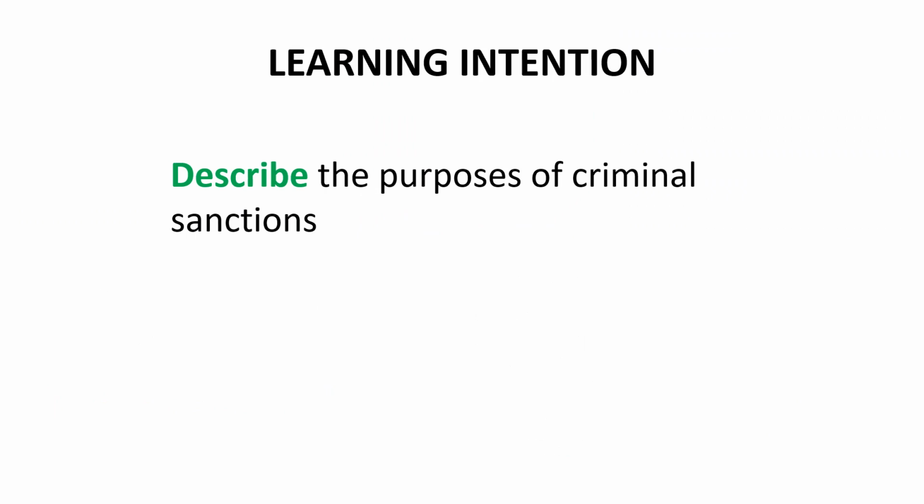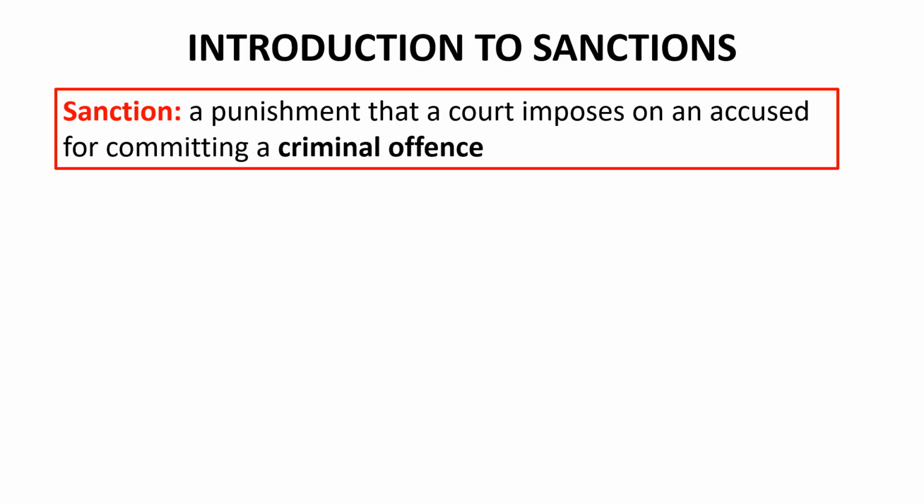On this slide, I've set out the learning intention for this video. Make sure that you write this learning intention down in your Cornell notes. This learning intention is that you should be able to describe the purposes of criminal sanctions. A sanction is a punishment that a court imposes on an accused for committing a criminal offence. That is, when we're talking about sanctions, we are talking about criminal, not civil, law. Look down the left-hand side of your vocabulary sheets, find the term sanction, and write this definition in there.